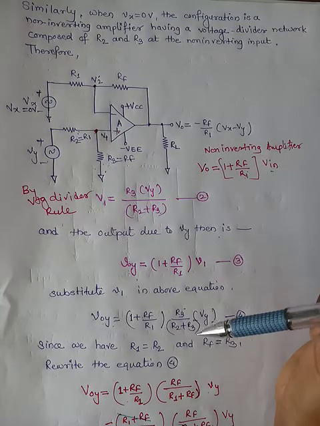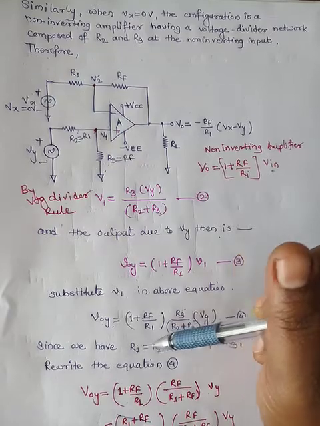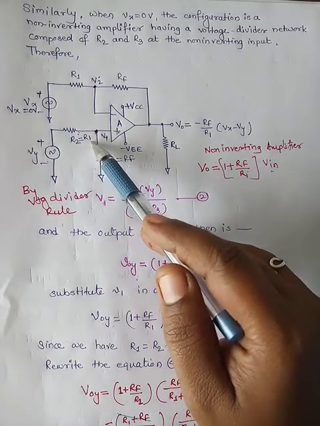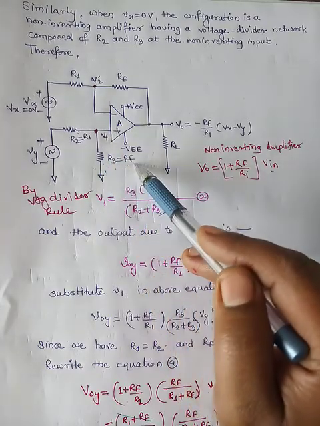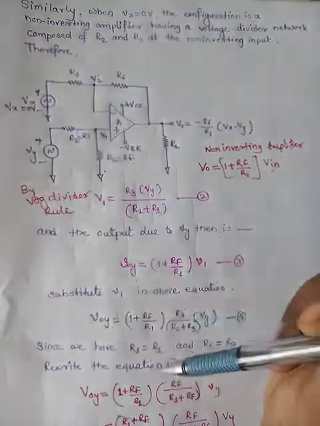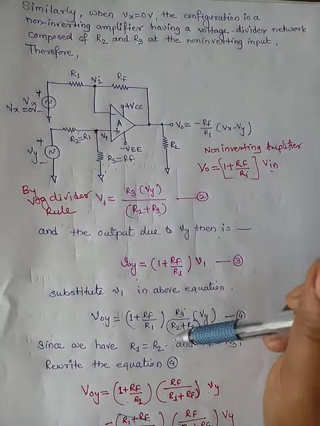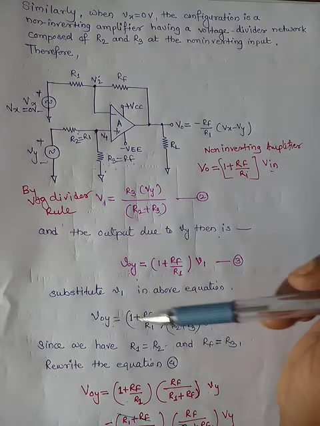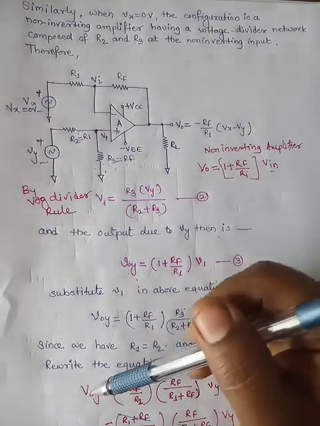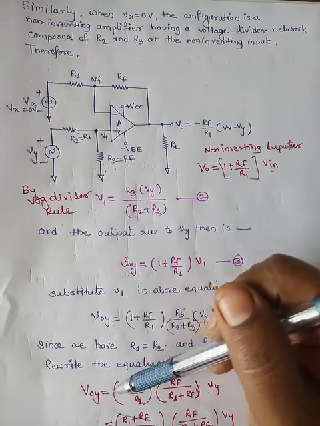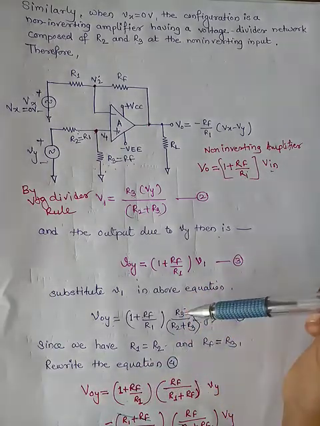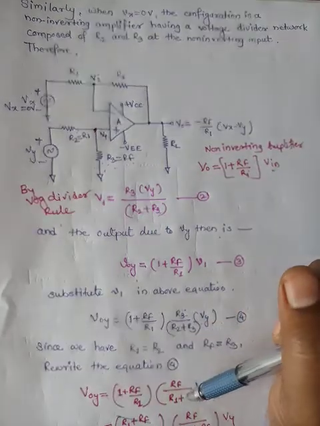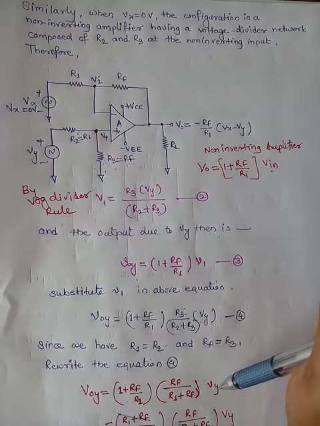Okay, so from the circuit we have R1 equal to R2 and Rf equal to R3. See, in the circuit we have denoted R2 equal to R1 and R3 equal to Rf. If this is the case, we simply substitute into this relation R1 equal to R2 and Rf equal to R3. So rewrite equation number 4. We can write the output voltage because of V of Y as 1 plus Rf by R1 and R3 equal to Rf divided by R2 equal to R1 plus R3 equal to Rf, into V of Y.